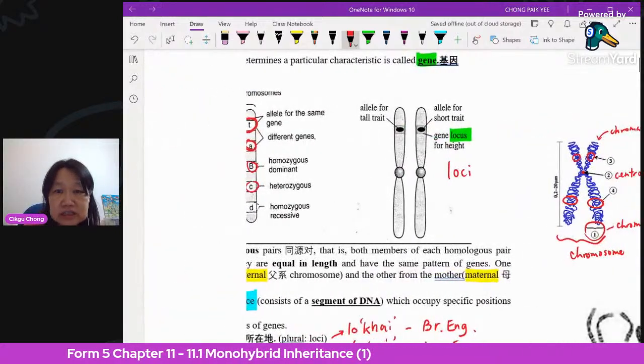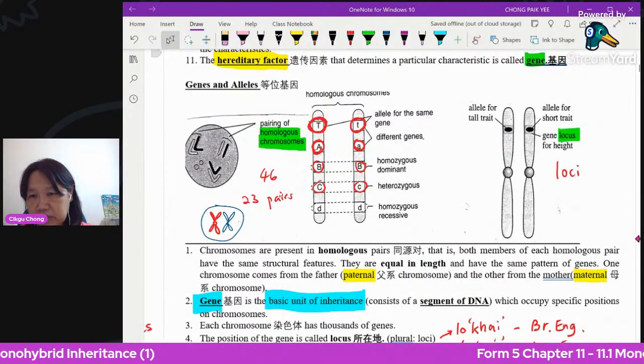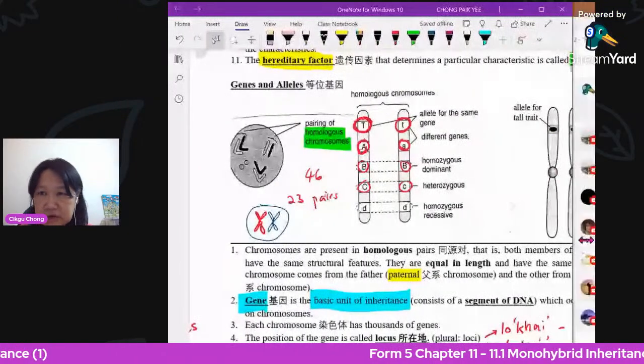So let's look at the next line. Any questions here so far? Let me just have a look. Okay, nothing so far.